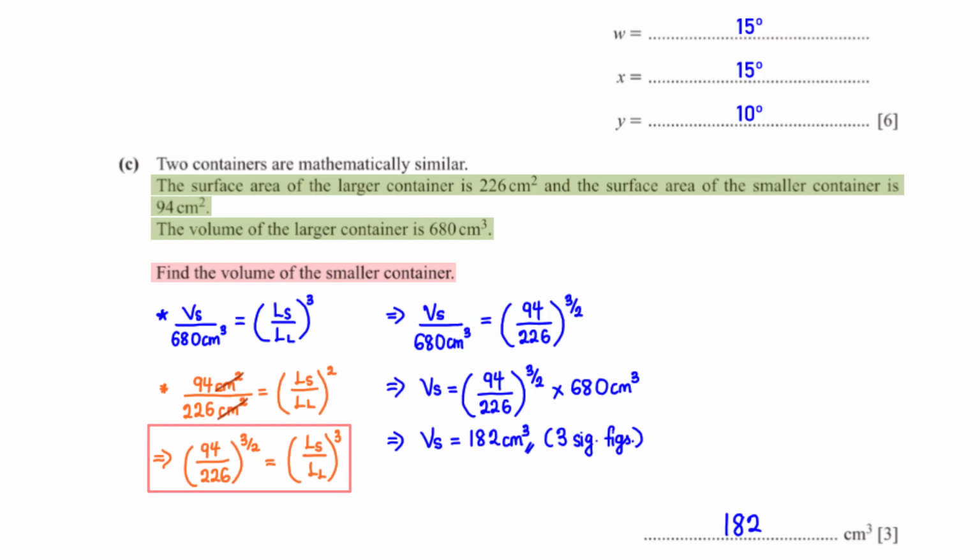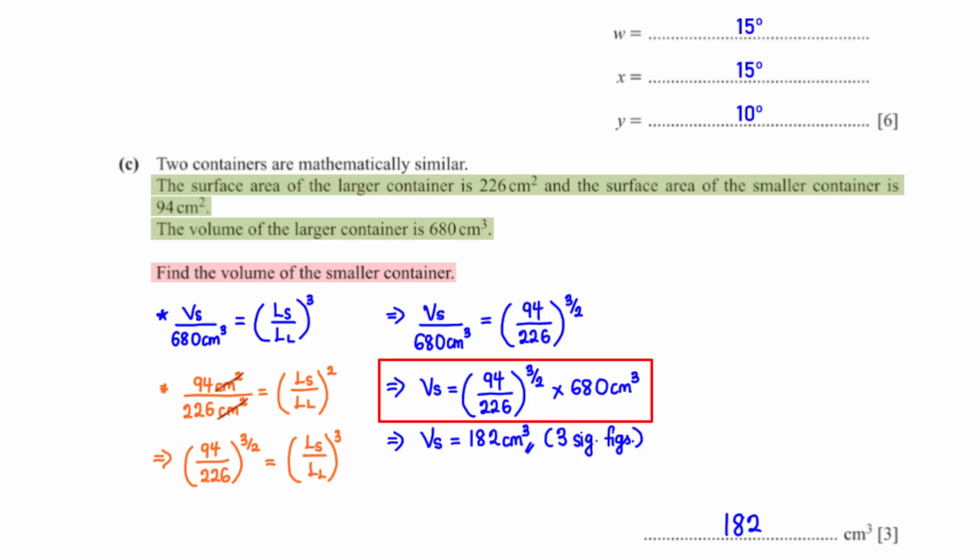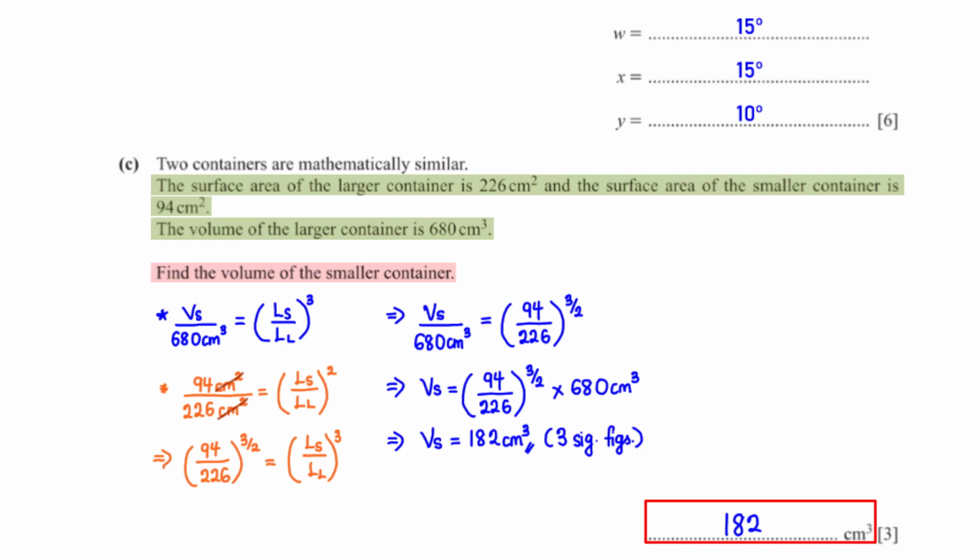We can put this into the original equation. When we make Vs the subject, this is what we have. When we type this into the calculator, we get 182 centimeters cubed, rounded to 3 significant figures.